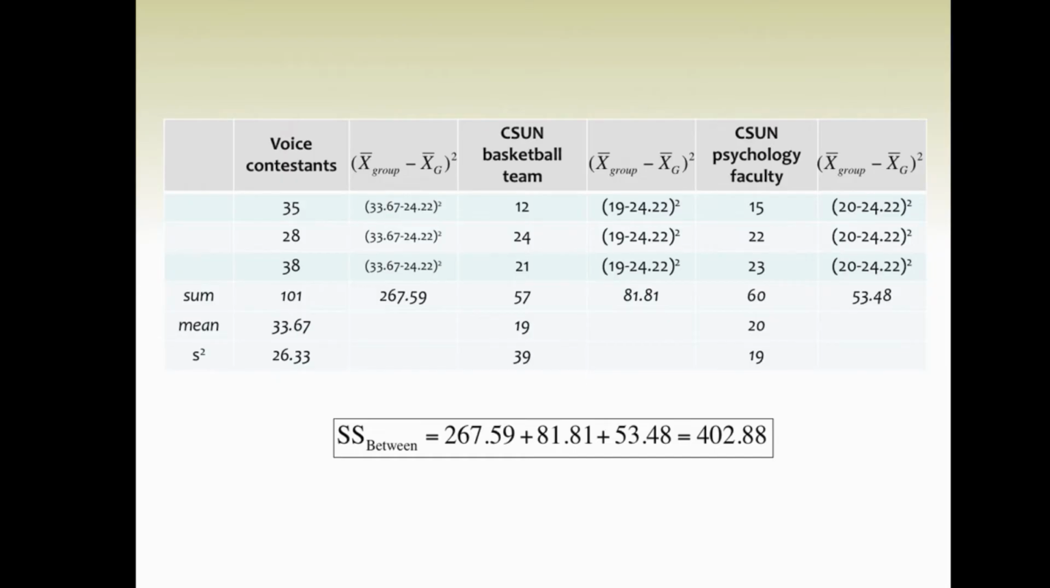That is the sum of 33.67 minus 24.22 squared 3 times. Basically add it up 3 times. You can multiply it by 3 or just add it each time down the column. 81.81 is similar, 19 minus 24.22 squared 3 times, and so on. 53.48, 20 minus 24.22 squared 3 times. If you add those together, those are your sum of squares between groups numbers. And so at the bottom there you have those 3 sums added up to give you 402.88.